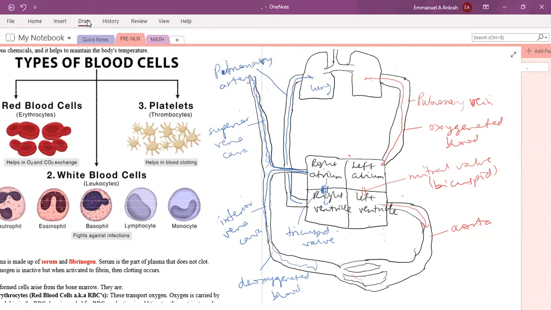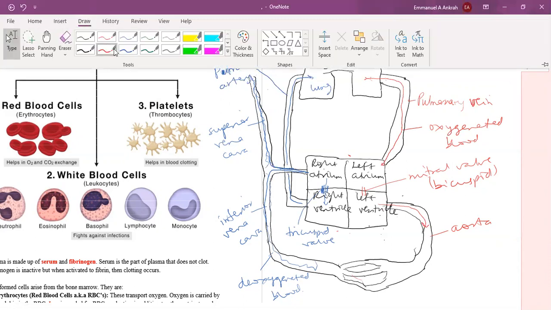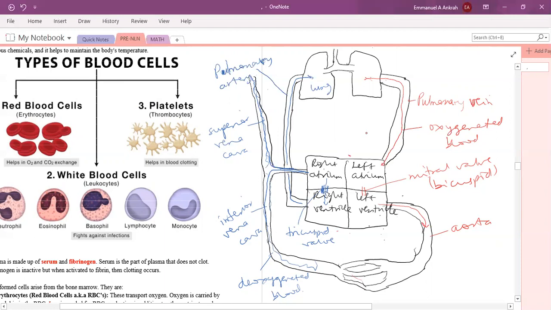Let's see. Give me one second. Let me see if I can change the battery on the pen. It's responding so slowly.